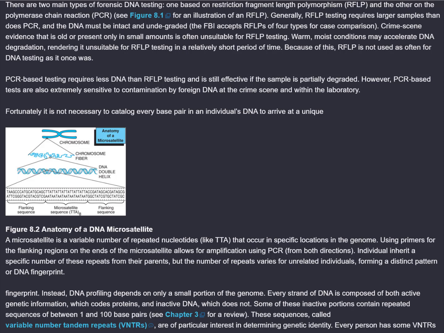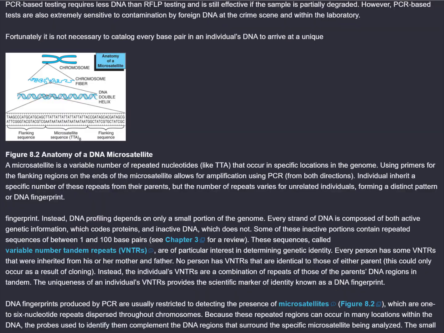Crime scene evidence that is old or present only in small amounts is often unsuitable for RFLP testing. Warm, moist conditions may accelerate DNA degradation, rendering it unsuitable for RFLP testing in a relatively short period of time. Because of this, RFLP is not used as often for DNA testing as it once was. PCR-based testing requires less DNA than RFLP testing and is still effective if the sample is partially degraded. However, PCR-based tests are also extremely sensitive to contamination by foreign DNA at the crime scene and within the laboratory.